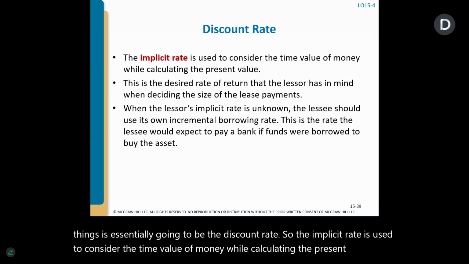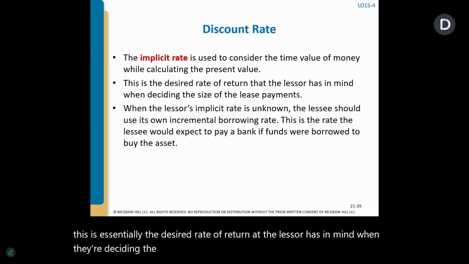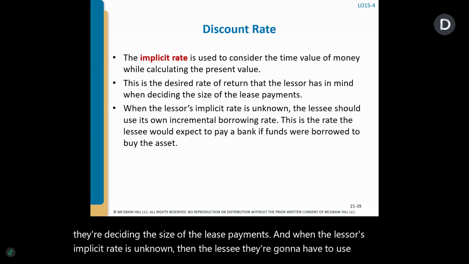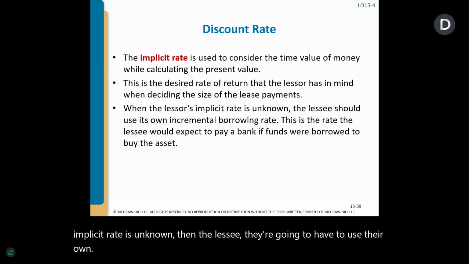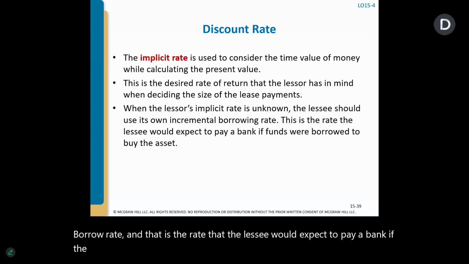This is essentially the desired rate of return that the lessor has in mind when they're deciding the size of the lease payments. And when the lessor's implicit rate is unknown, then the lessee is going to have to use their own incremental borrowing rate. And that is the rate that the lessee would expect to pay a bank if the funds were borrowed to buy the asset. So these are something to keep in mind.